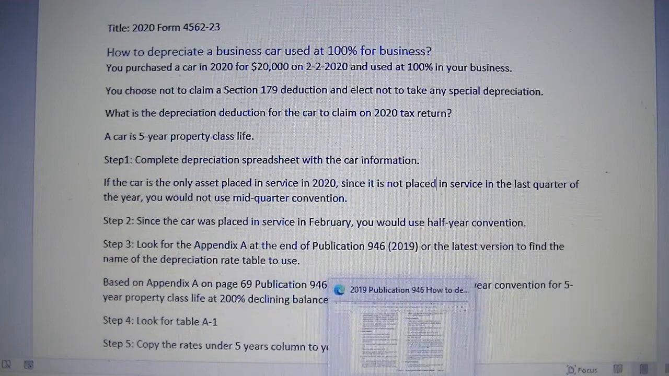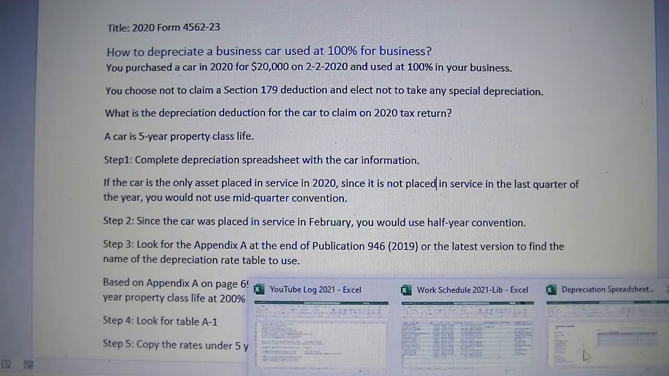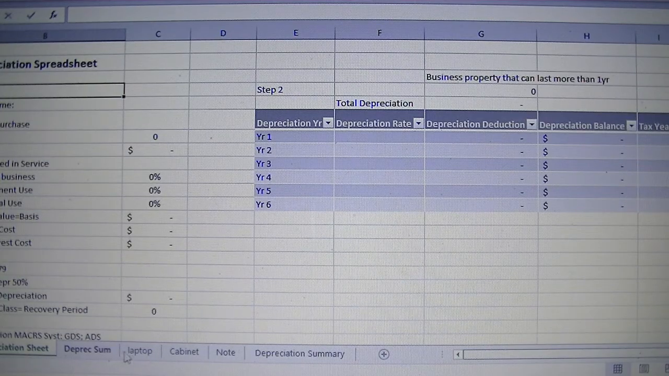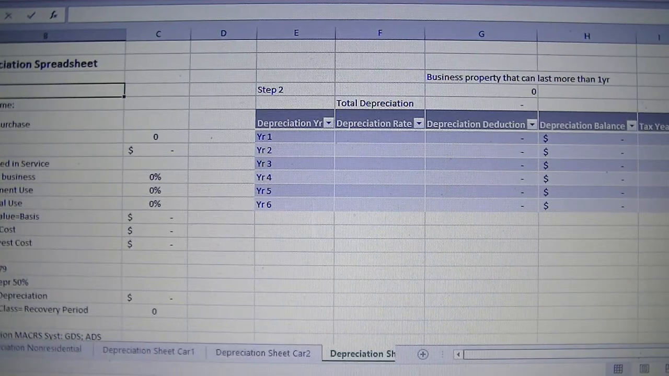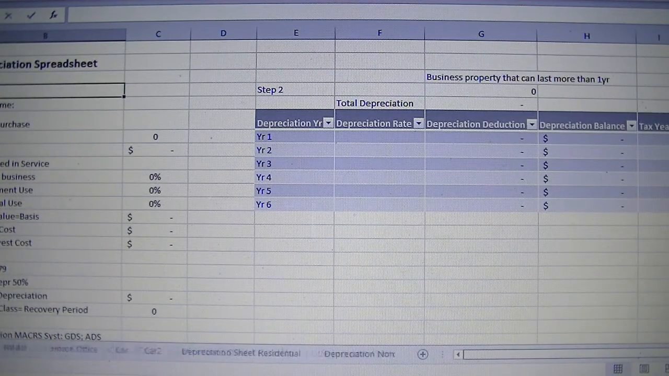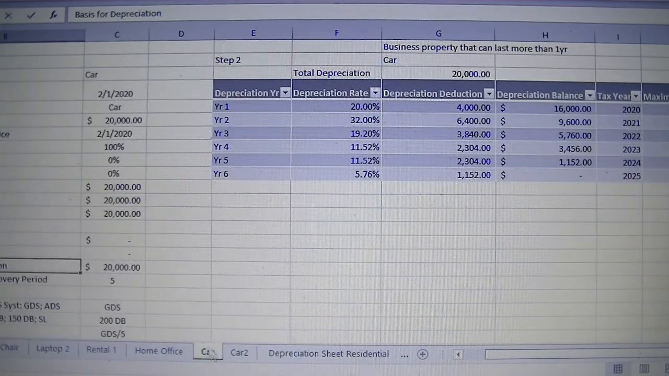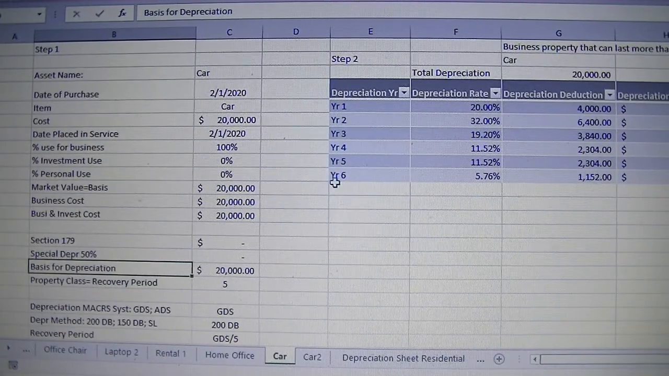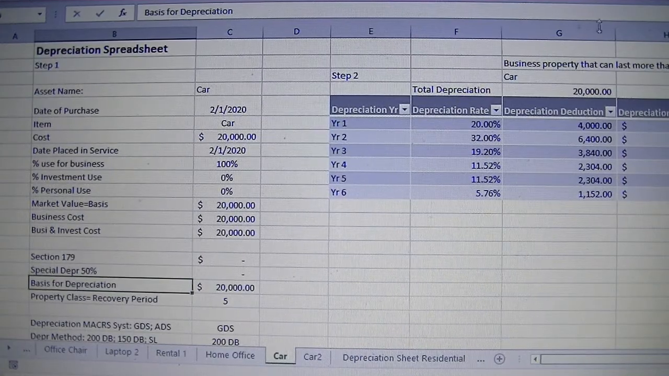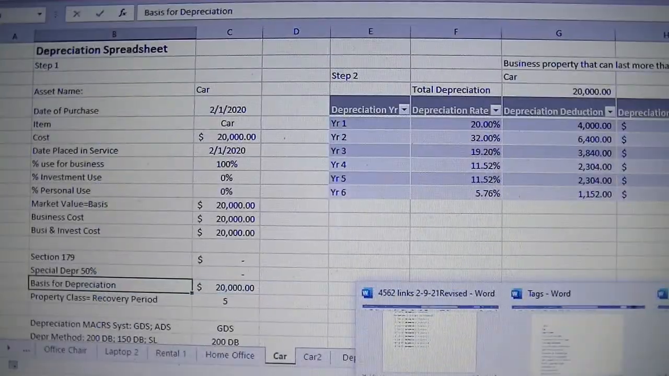let's go to our depreciation spreadsheet. So you'll complete your depreciation spreadsheet with the car information. So purchase. What year did you start using it? I believe February 2nd.